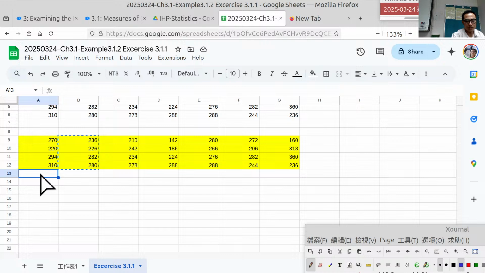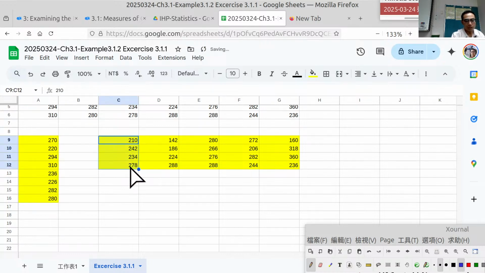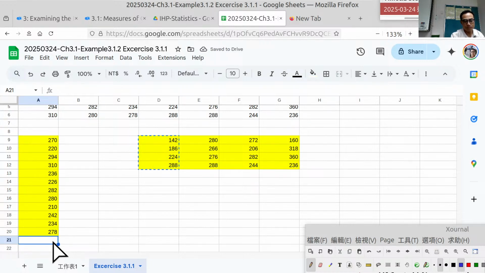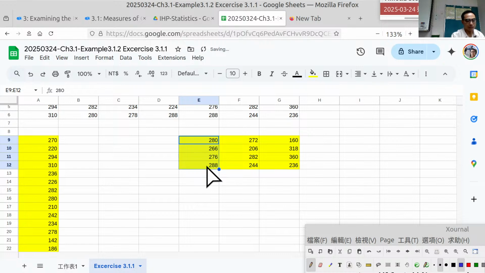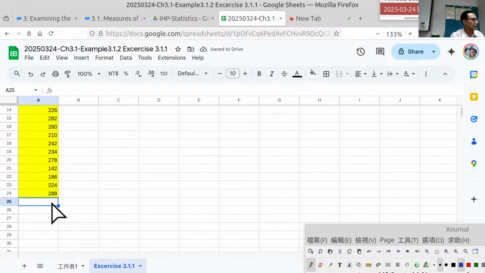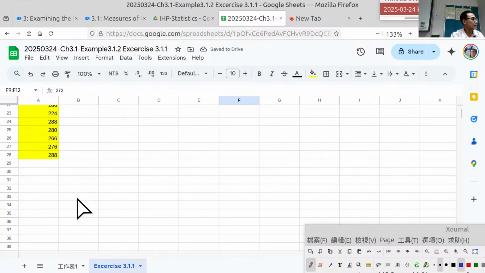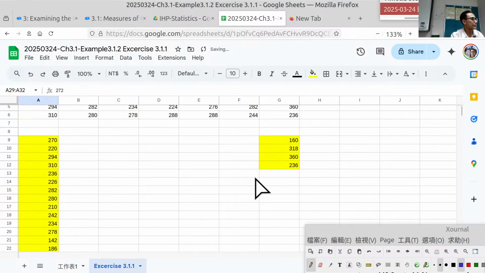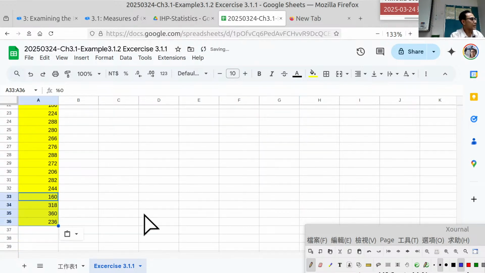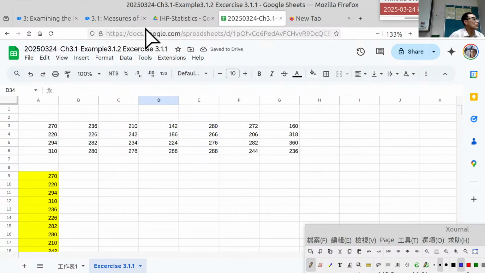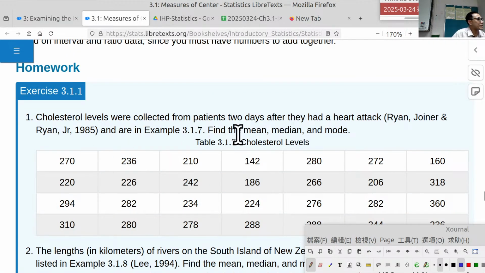Control C to cut, to paste, to cut, to paste. Okay, and now the question: what is the mean, median, and mode?